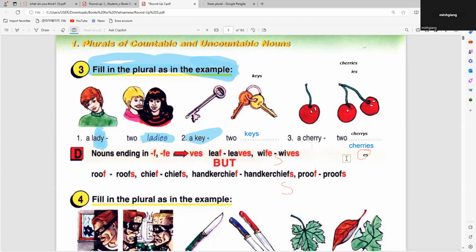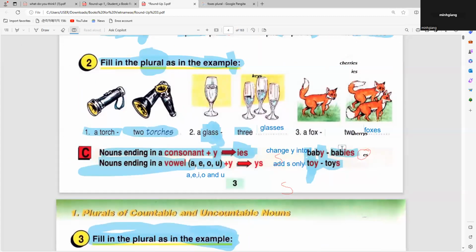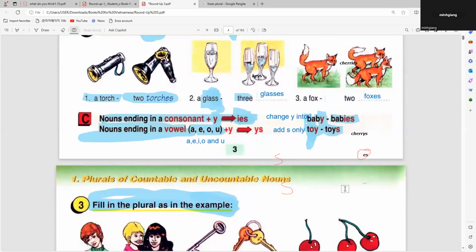Oh, hello. Yes. Oh, this one. I will show you. Okay, so this one, babies. Don't forget letter I, okay? Babies, there is letter I.